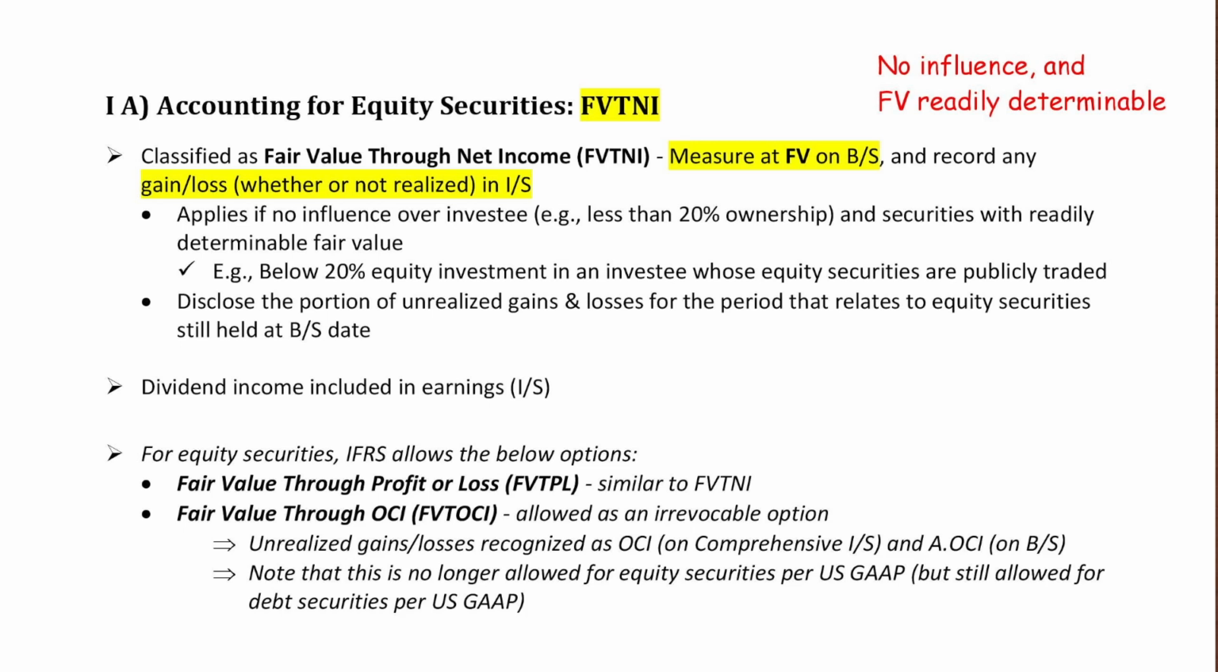So guys, note again, fair value through net income. So we're going to have the investment in equity securities at fair value on the balance sheet, and any gain or loss due to the change in fair value is recorded in the income statement through net income. Whether the gain or loss is realized or unrealized, all of it is part of net income on the income statement. Also, even dividend income is included in earnings on the income statement. So once again, we're saying fair value through net income.